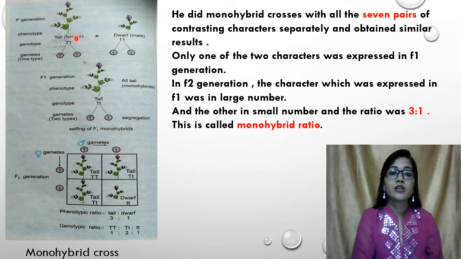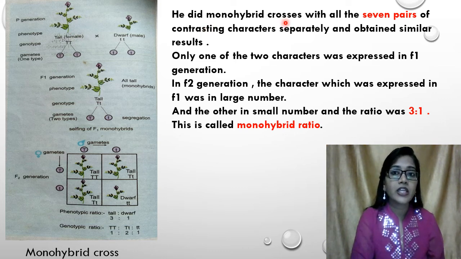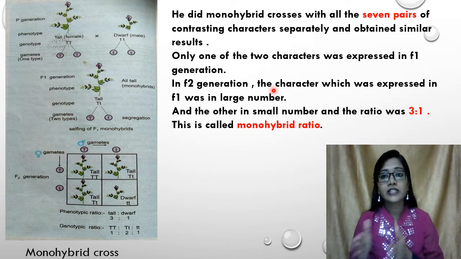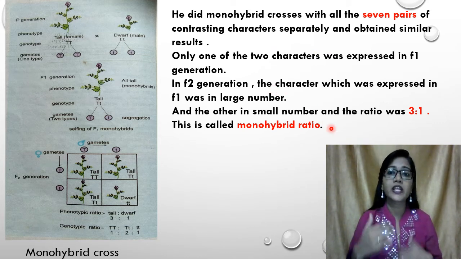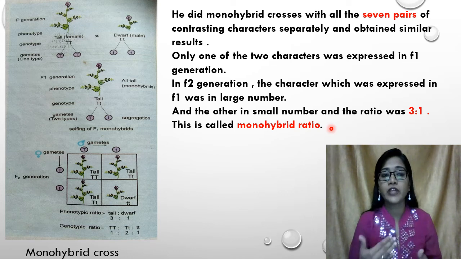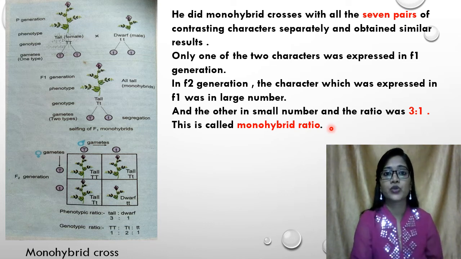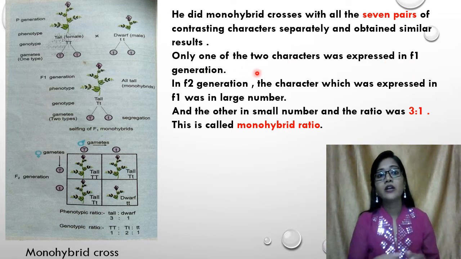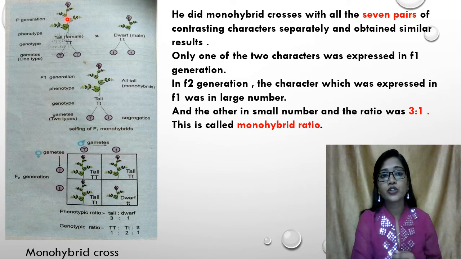Okay, so Mendel crossed all the 7 pairs. We have studied the 7 traits. So he separately studied all the 7 characters and he repeated the experiment ample of times when he studied the monohybrid ratio. Only one of the 2 characters was expressed in the F1 generation, and he observed that even if he crossed the 2 pure lines, only one character was expressed in the F1 generation.